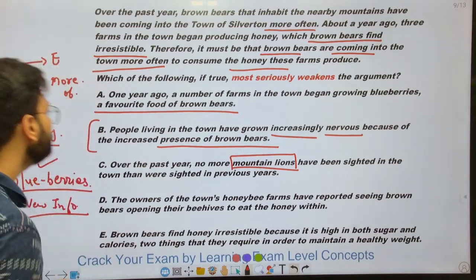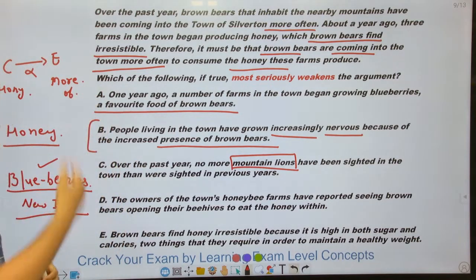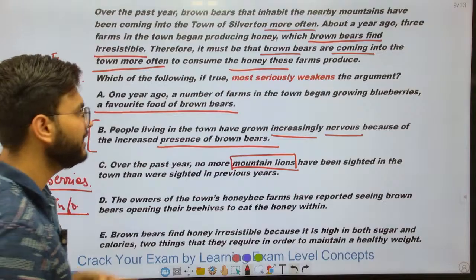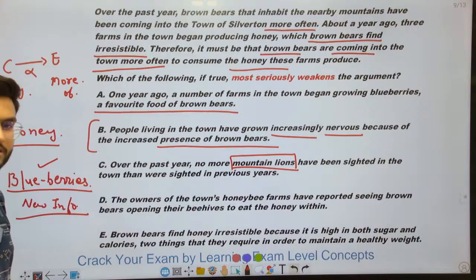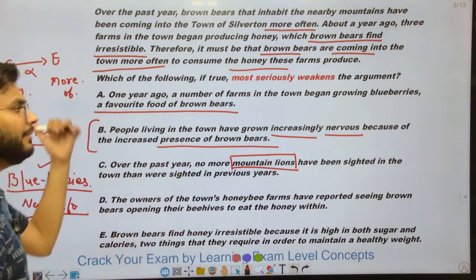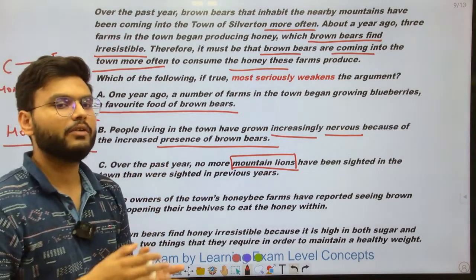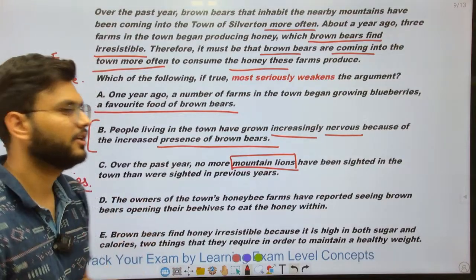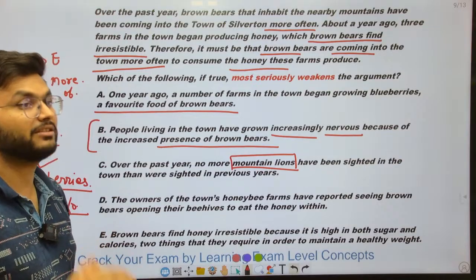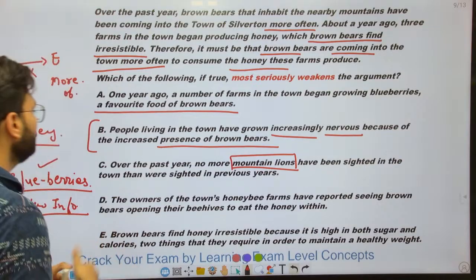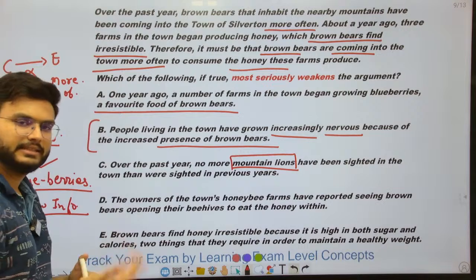Now you can see these two choices, option A and C. They both bring new information, but this answer choice impacts your cause and effect relationship, and this answer choice does not have any impact. So this is what I wanted to tell you. Be focused. A new option choice or new information does not mean it is completely irrelevant. So option C does not make any sense here.